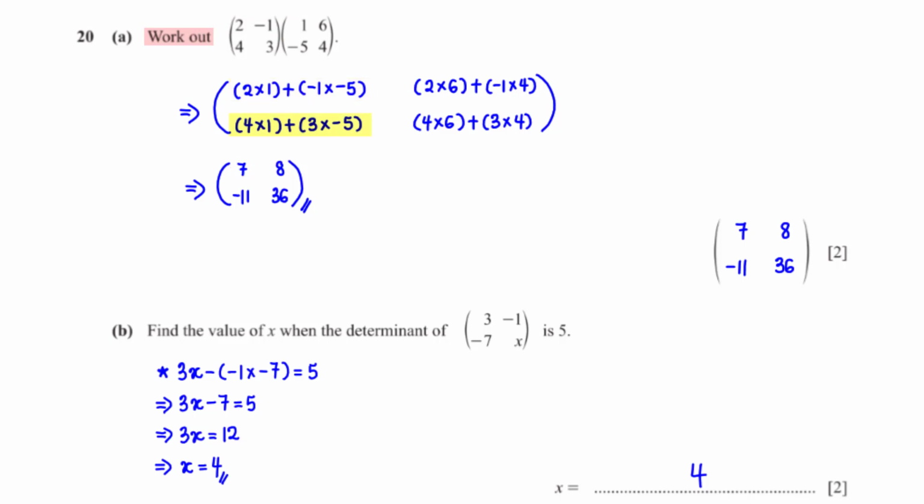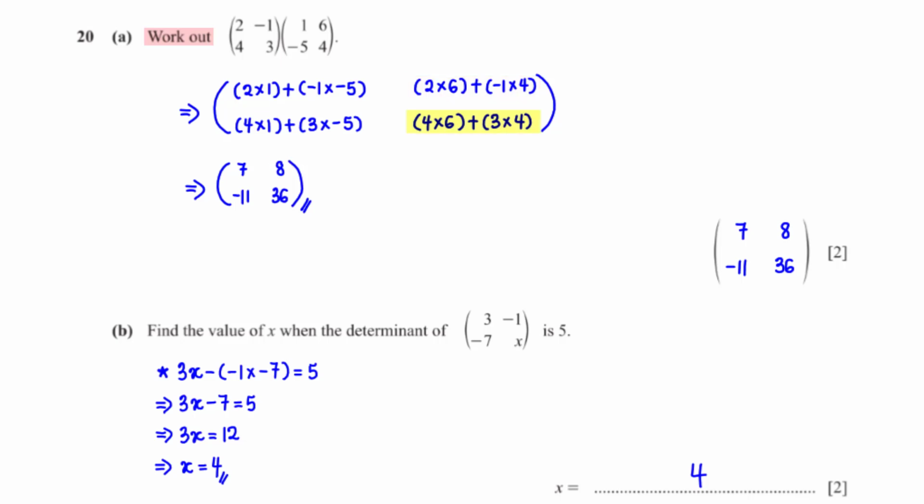To get the elements in this position, we multiply the elements in row 2 of the first matrix with the elements in column 1 of the second matrix. So 4 times 1 plus 3 times negative 5 gives us negative 11. To get the elements in this position, we multiply the elements in row 1 of the first matrix with the elements in column 2 of the second matrix. So 2 times 6 plus negative 1 times 4 gives us 8.